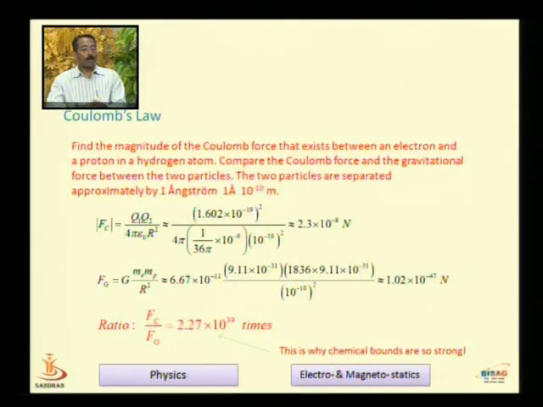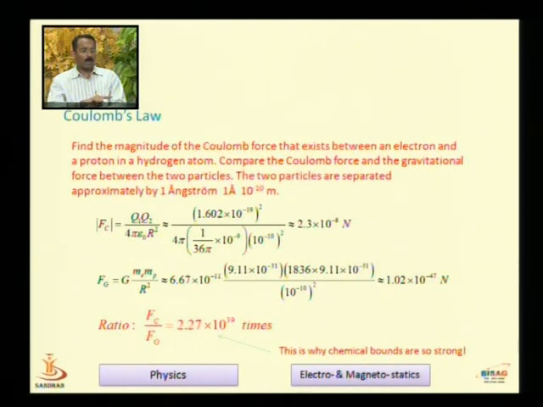If you calculate this force, the gravitational force is because of the mass of the object, and it is always attractive. You can see, approximately this value turns out to be 1.02 into 10 to the power minus 47 Newton. Now you can see the Coulomb force between the two charges and the gravitational force between electron and proton. The values are in front of you.